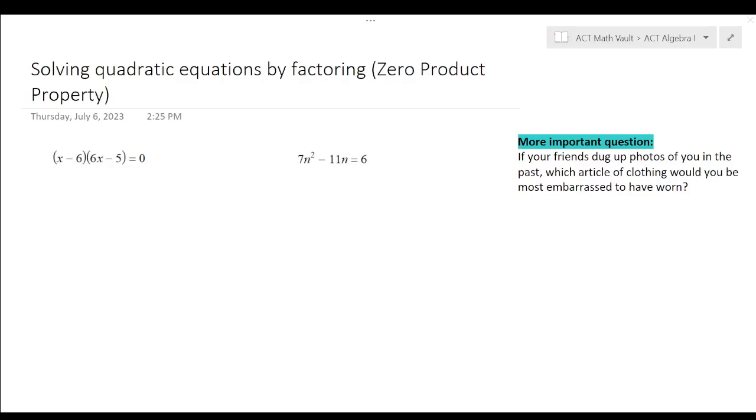Hi everyone, in this video I want to talk about solving quadratic equations by factoring or using the zero product property. So here are the two problems that we'll do.